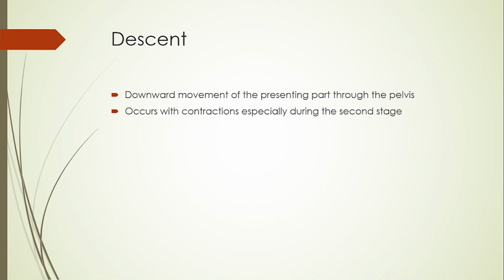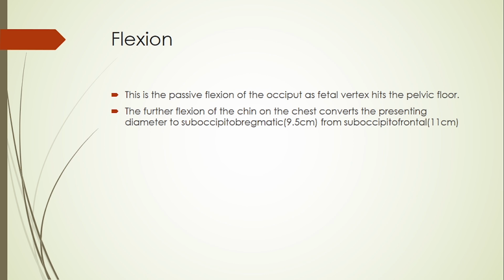Of course, with uterine contractions and further descent, there will be downward movement of the presenting parts, because the aim of labor is to expel the fetus into the outside world per vagina. This occurs with contraction, so we talk about the descent as the next stage. This is closely followed by flexion. Flexion means that there is passive flexion of the occiput as it hits the pelvic floor.